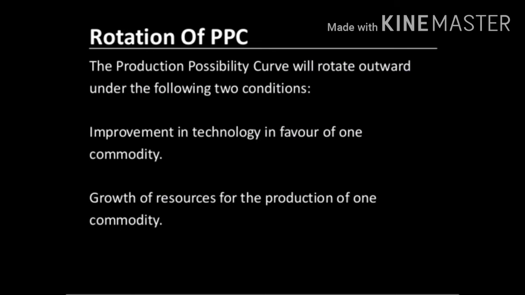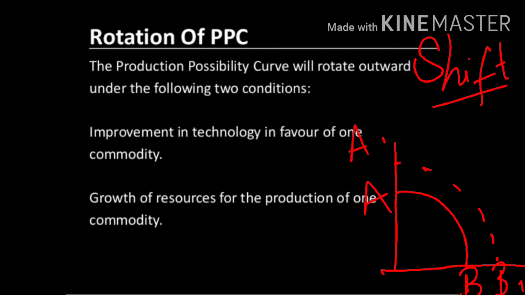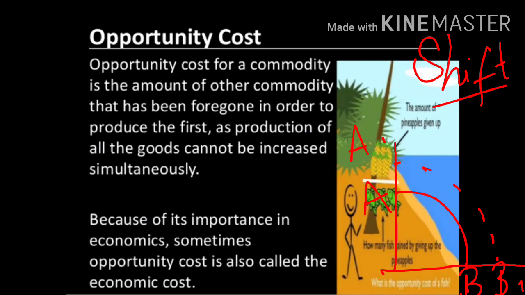There is possibility of shift of PPC also for the same reason. So shift is completely different from rotation of PPC. Shift means, due to the technological improvement or migration of people from other country or inflow of foreign capital, both the commodities may shift to the right. So look at the picture. When it is shifting, the PPC curve moves totally from AB to A1B1.